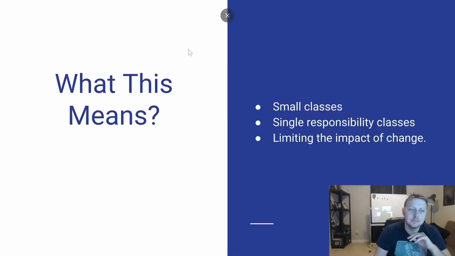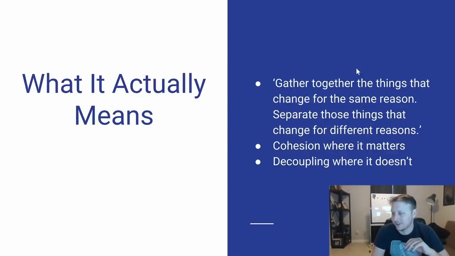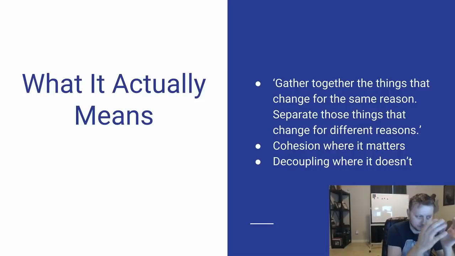So what does this actually mean? This is a quote from Uncle Bob, who is a very big proponent of the SOLID principles, essentially the creator: gather together the things that change for the same reason, separate those things that change for different reasons. So what I take that to mean is we're going to have cohesion where it matters, and we're going to decouple our code where it doesn't matter.